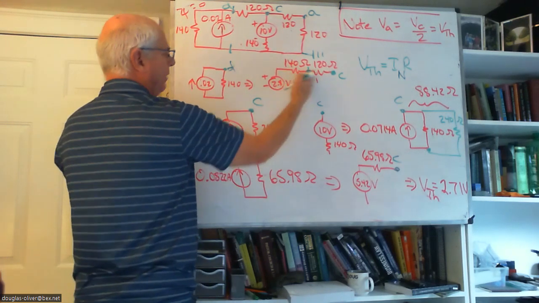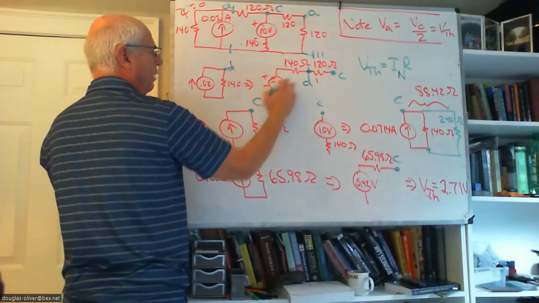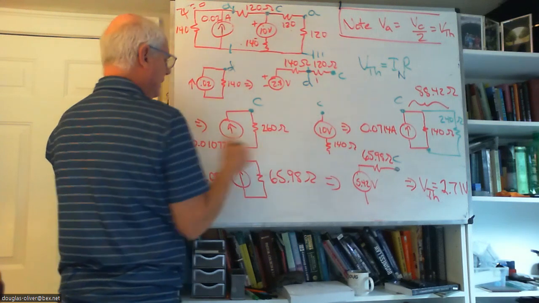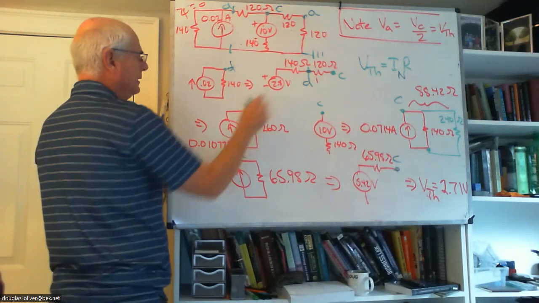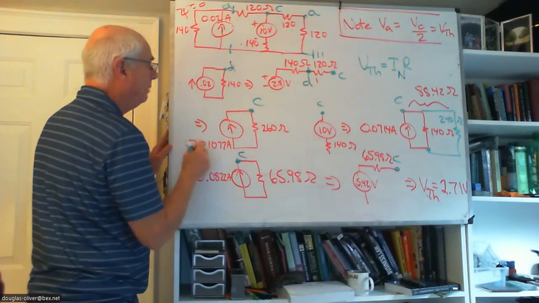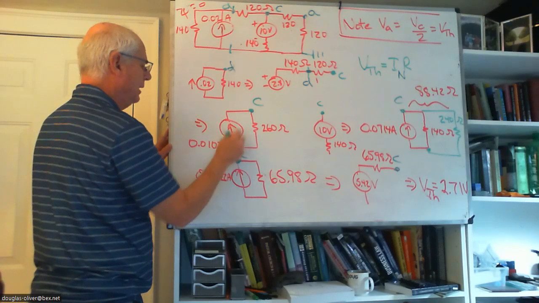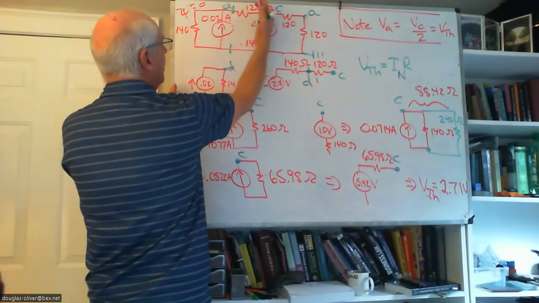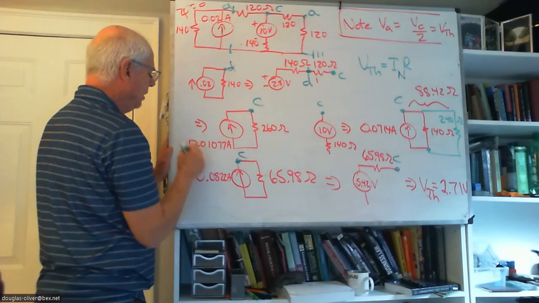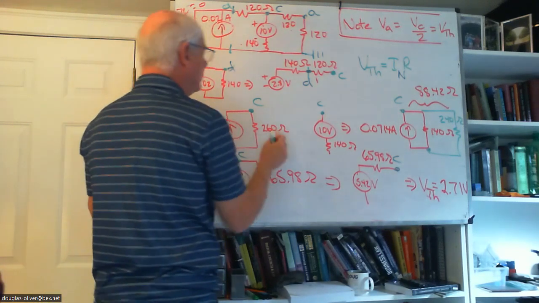Well, what's that equivalent to? Let's get the Norton equivalent to this 2.8 with 260 there. That is, let's see, take 2.8 divided by 260. That should be 0.0107 amps. So everything to the left here is going to be equivalent to this current source and 260 ohms.